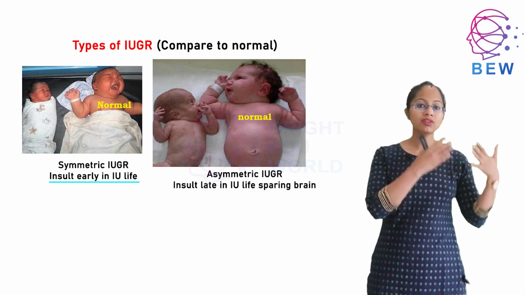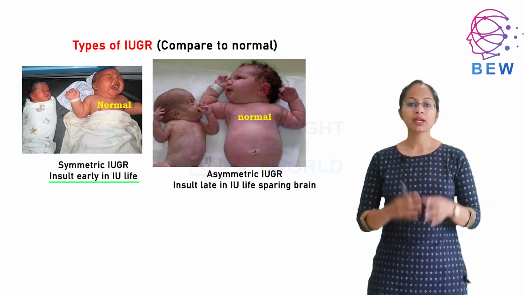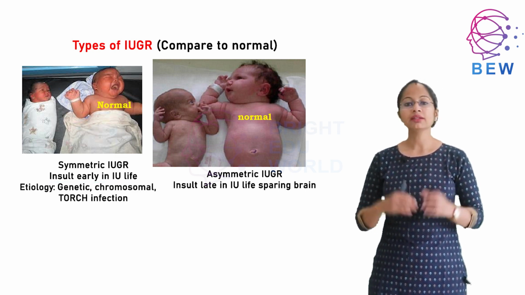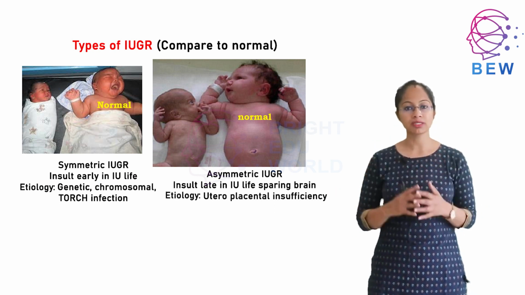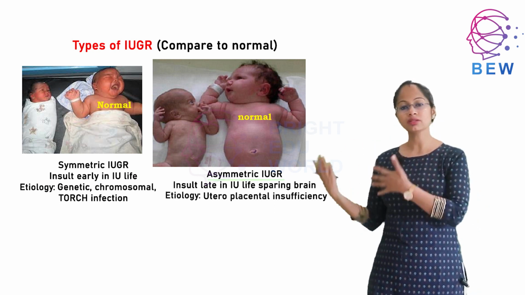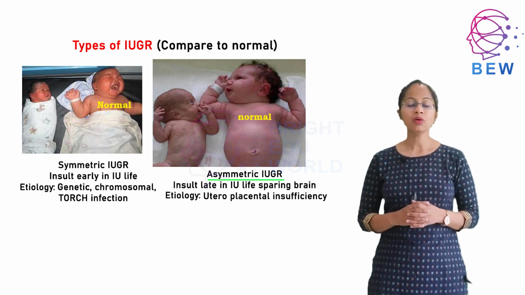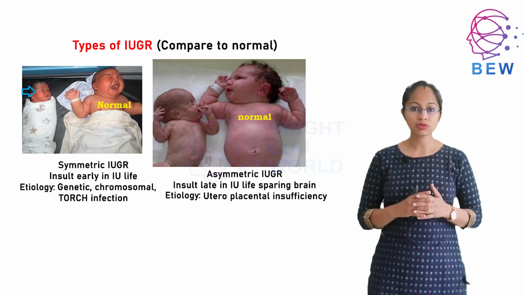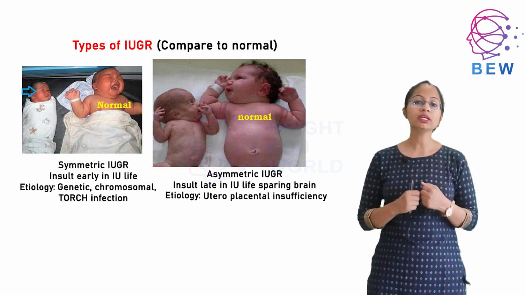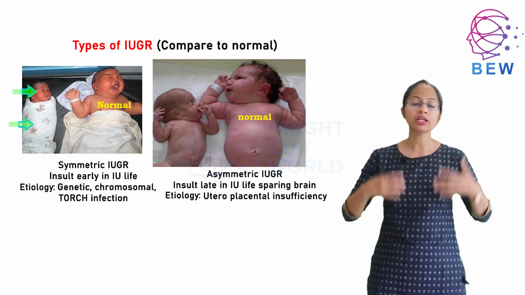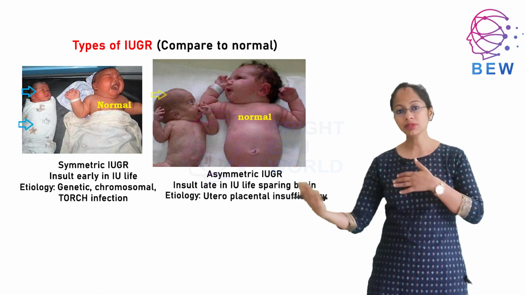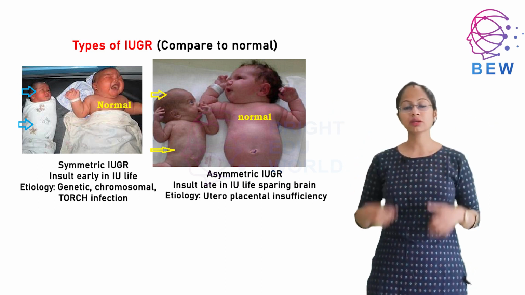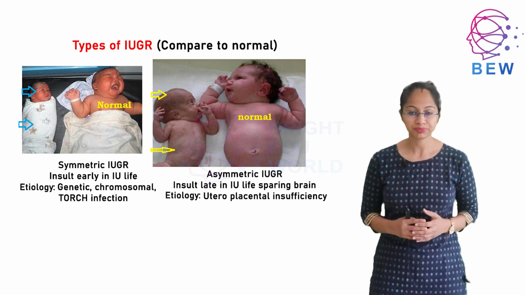In the early phases, what insults can there be? There can be genetic problems, chromosomal issues, or TORCH group of infections. And in the late phases, mainly there is uteroplacental insufficiency leading to asymmetrical IUGR. As I told you, in symmetrical IUGR the head is also involved, so there is a proportionate, equal involvement of the head, the weight and the length of the baby. But in asymmetrical IUGR, because of the brain sparing effect, the head is relatively large compared to the length and the weight of the baby.